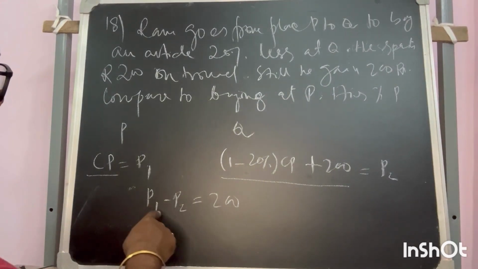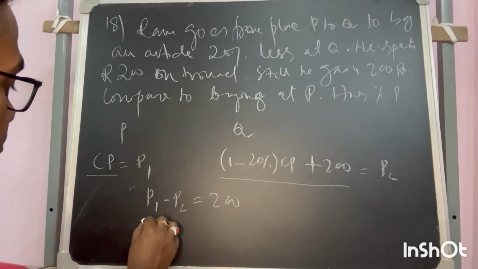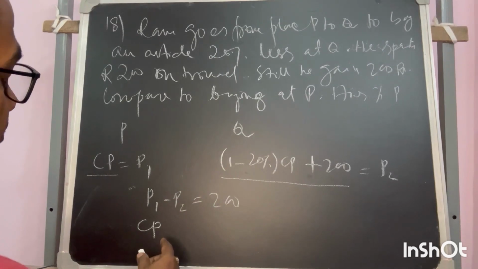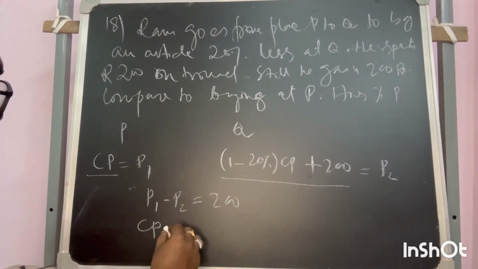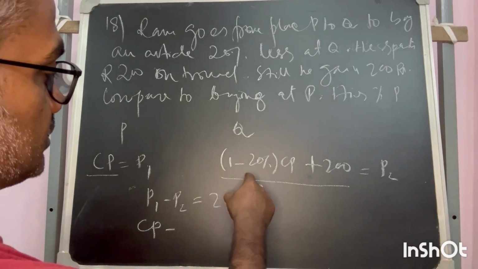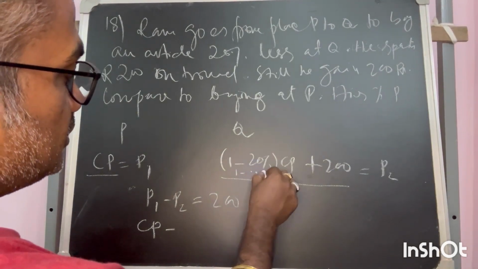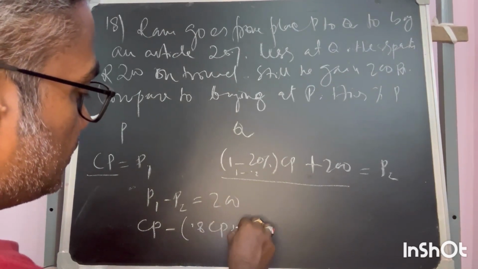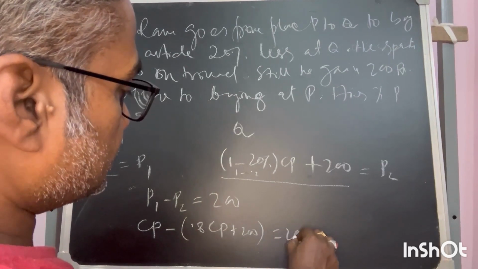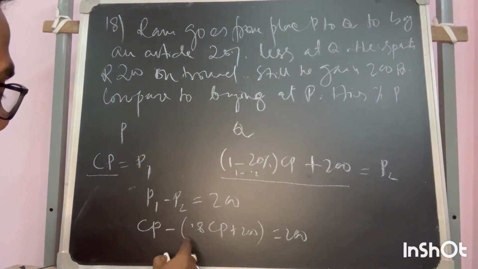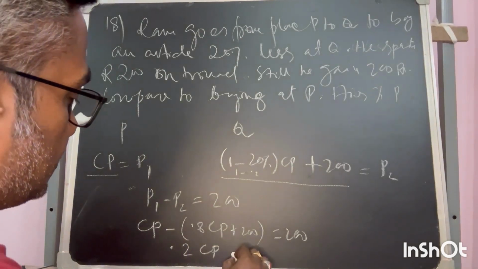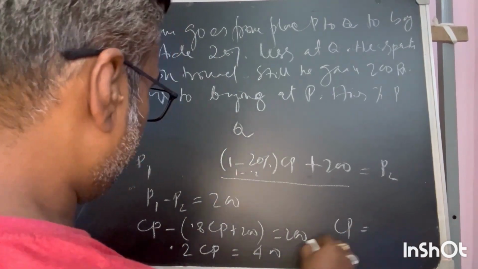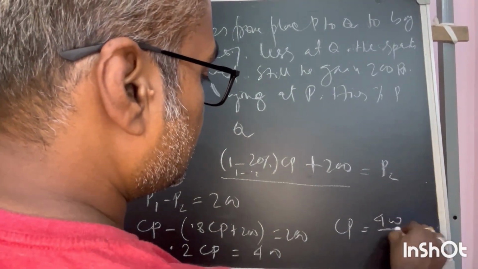Okay, so what is the P1 here? P1 is only the CP. So what do you have to find? Percentage profit. Okay, fine. So this is P1, minus this: 1 minus 20%, that means 1 minus 0.2, that means 0.8 of CP. 0.8 of CP plus 200 is equal to P1 minus 200. So that is 0.2 of CP, and that is equal to 400. The cost price at P is equal to 400 upon 0.2.